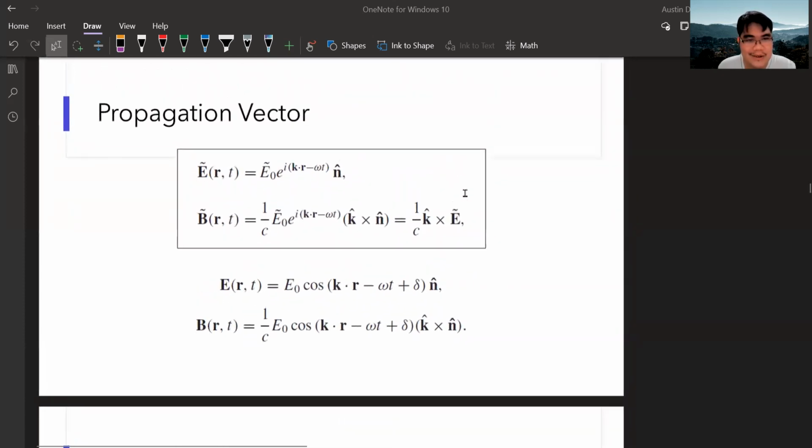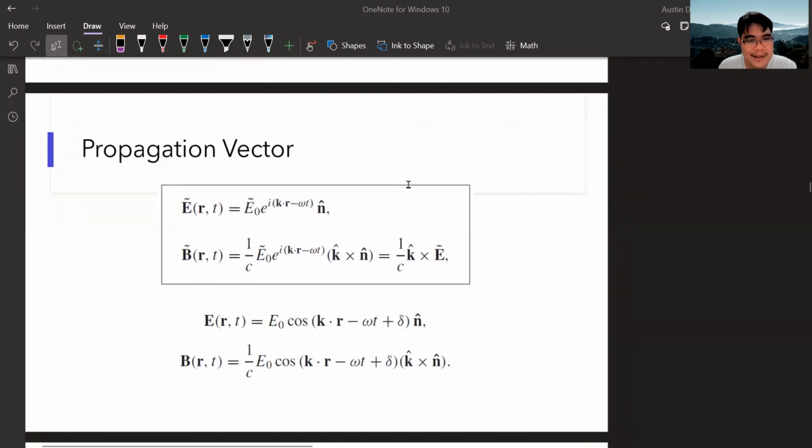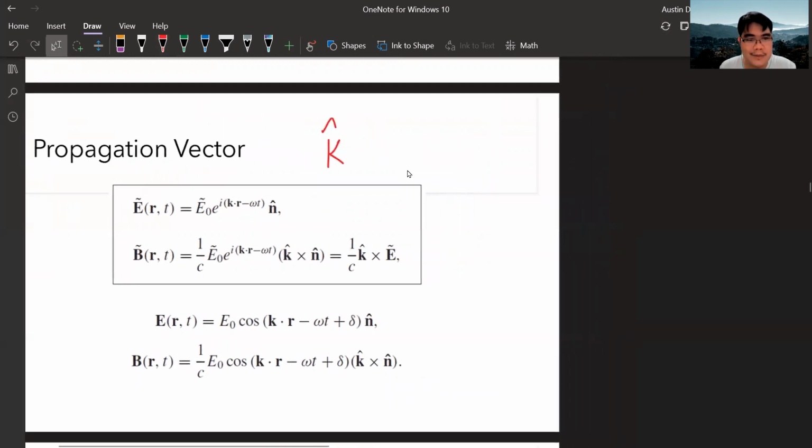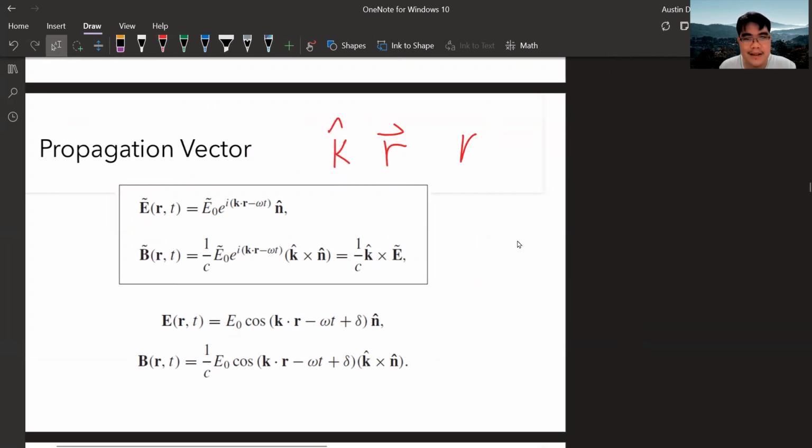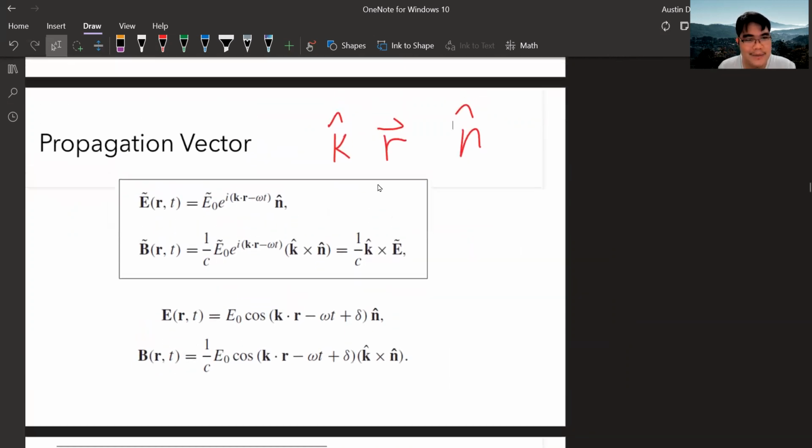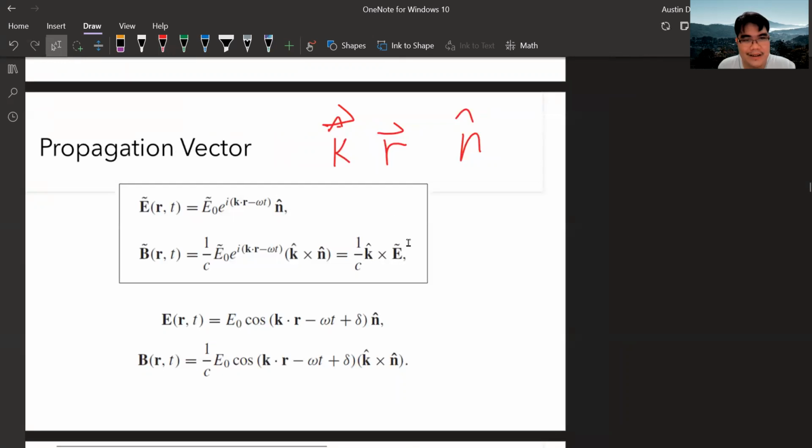The propagation vector is k. Okay? The direction of the propagation is r. And then n, alam natin si n would be the polarization vector. So, ang daming vector, no? So, in general, you have these kinds of waves polarized in the n hat direction and going to the r hat direction.